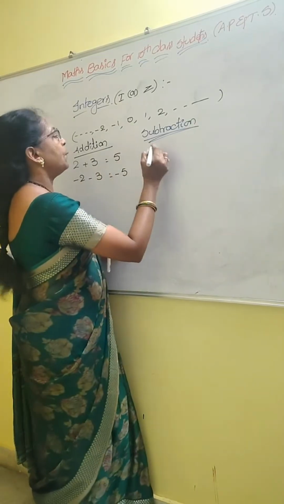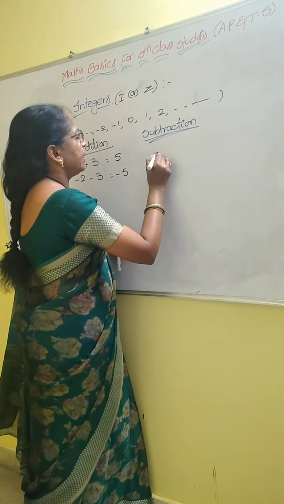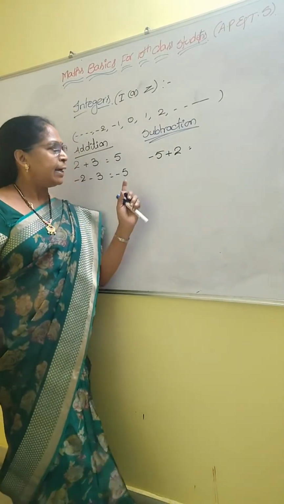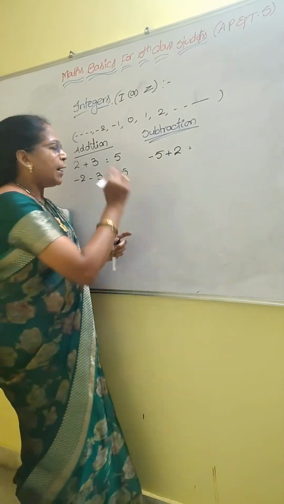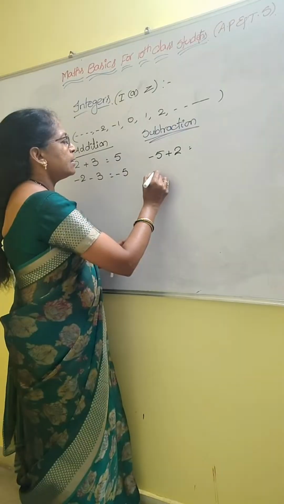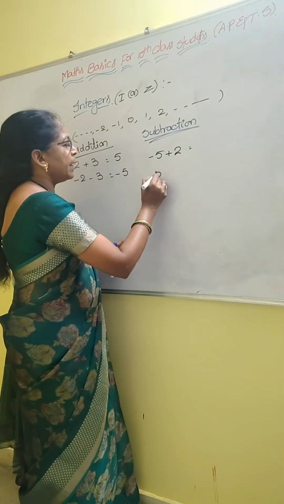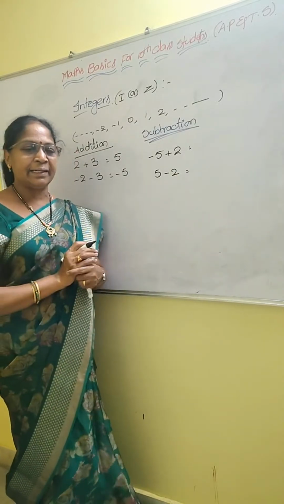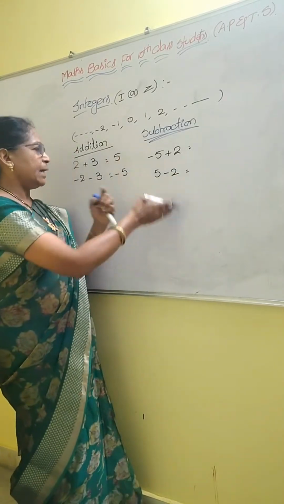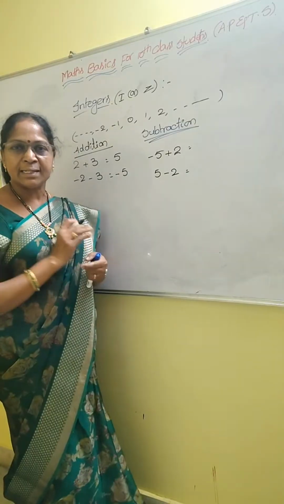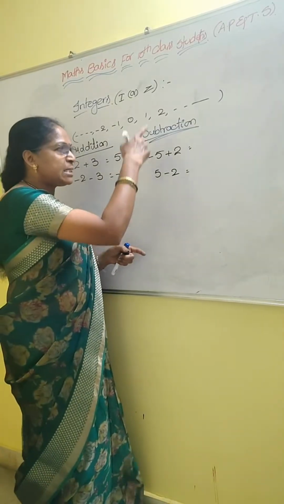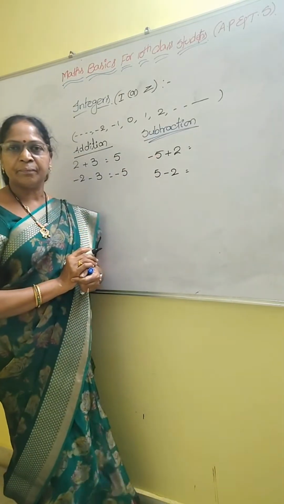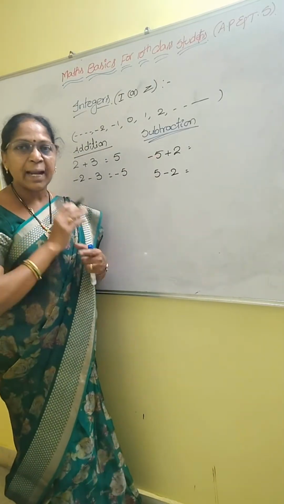That means, for example here, minus 5 plus 2 equal to how much? Minus 5 plus 2. And one more example here, the same numbers I am writing, 5 minus 2. Then you will get the clarity. Yes or no? If I write the same numbers, then you can understand clearly. So minus 5 plus 2: here one is negative and another one is positive, then also you should subtract the numbers.